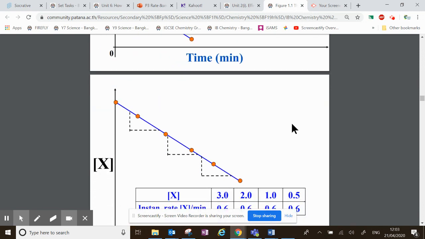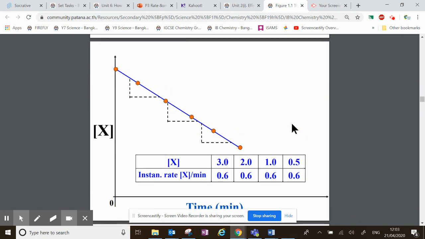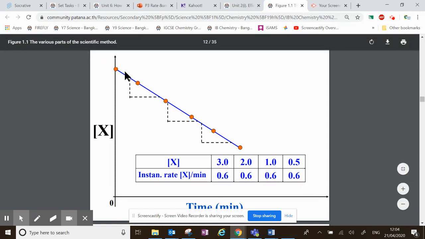Now, as you can see, for this one, it's a bit unusual because the initial concentration is 3, 2, 1, 0.5. Look at the values of rate of reaction. They are unaffected. So even though the concentration of X is going down, the rate of reaction is not being affected. That's not something that you would have expected or been able to easily predict based on collision theory.